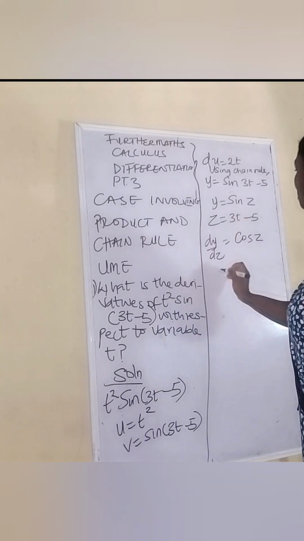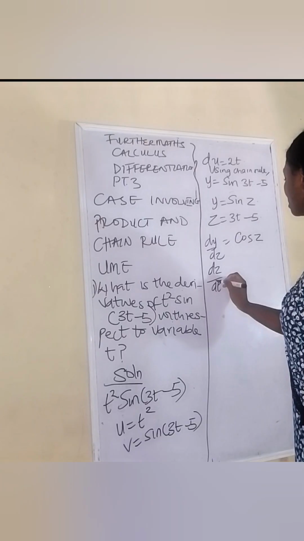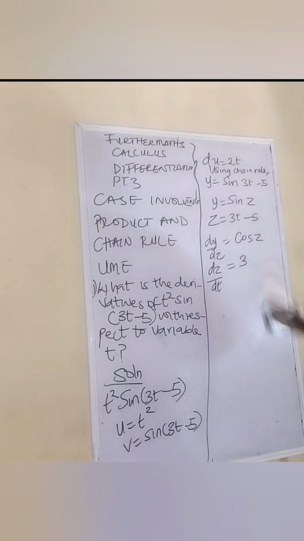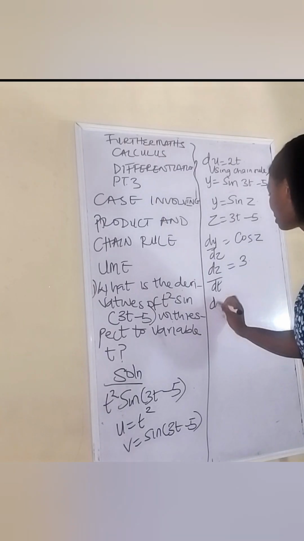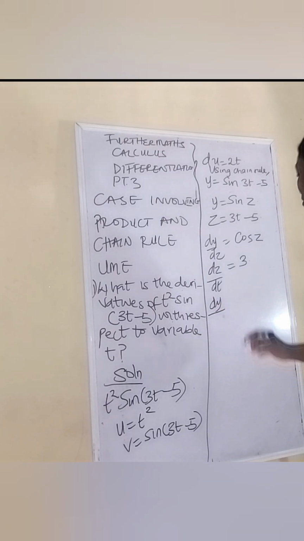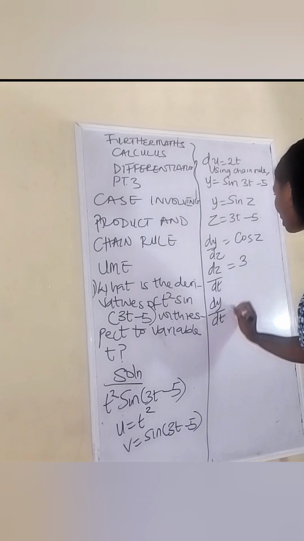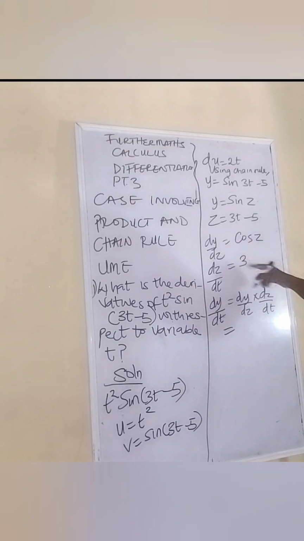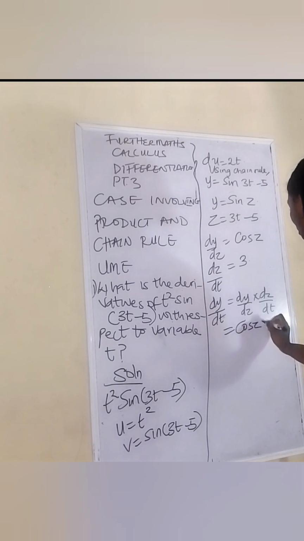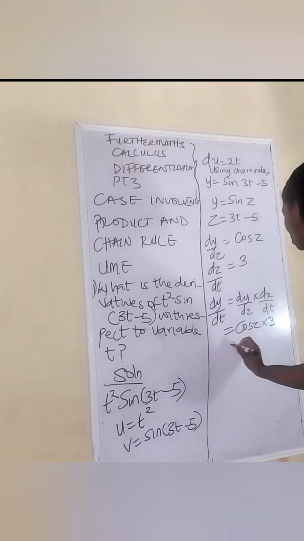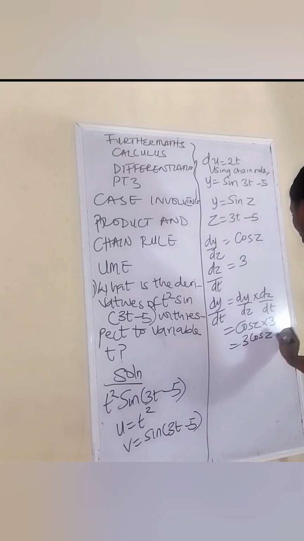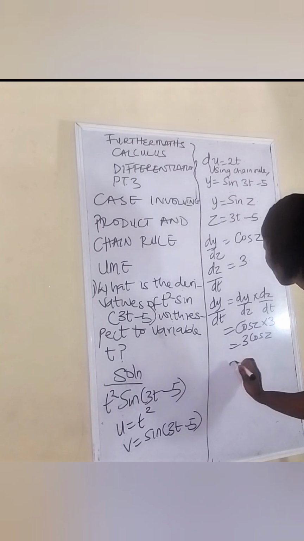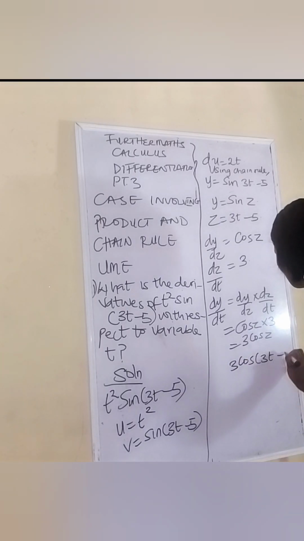So now let's differentiate dz dt. When you differentiate, it will now be 3. You understand? So this is our answer. So now let's get our dy dt. dy dt will now give us dy dz times dz dt. So what is our dy dz? dy dz is cos z, and dz dt is 3. So we have 3 cos z. Now what is our z? Our z is 3t minus 5. So it will now be 3 cos 3t minus 5.